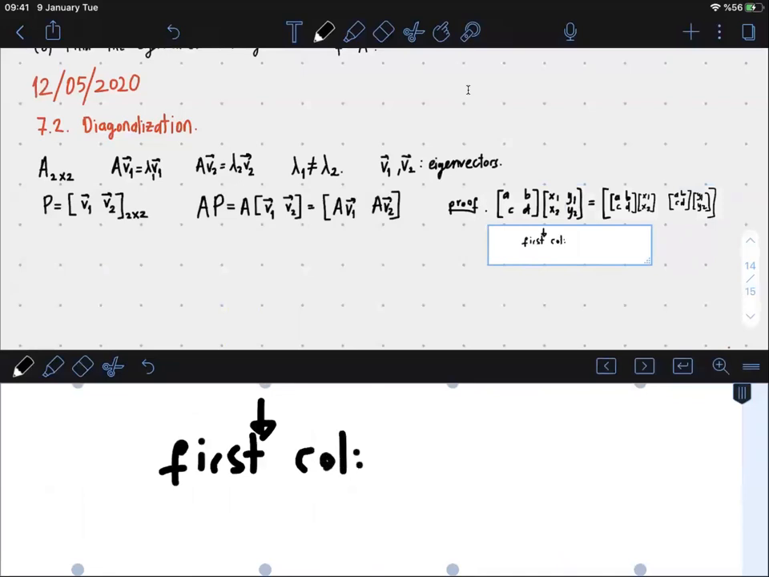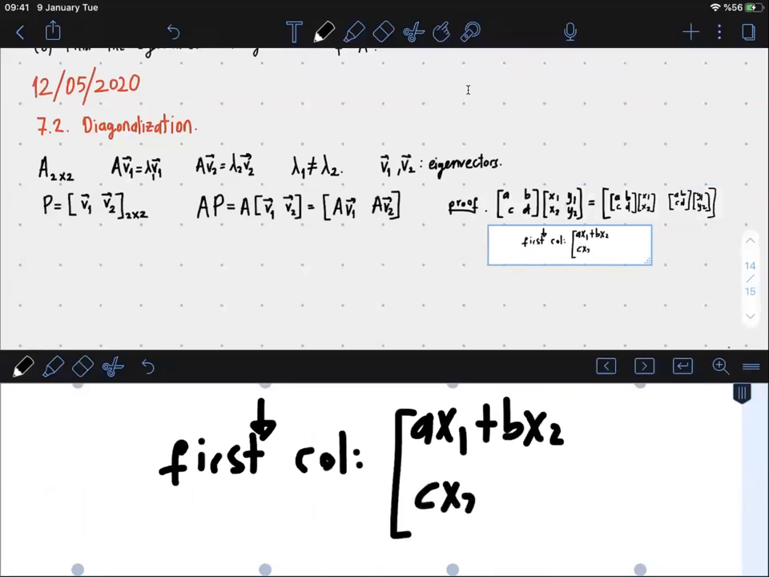What is the first column of this guy? So it is AX1 plus BX2, and then CX1 plus DX2.